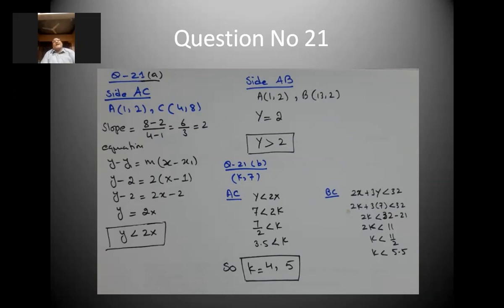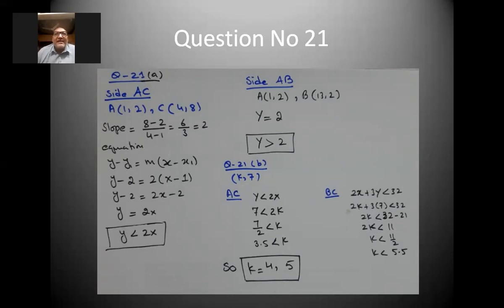Because in the diagram, the shaded area is below the AC line, I will write here the crocodile, and the crocodile's back will be towards y, because the shaded area is below the AC line. So the crocodile's back should be towards y in the equation of the AC line when I write the inequality. Hopefully you have understood how I decided on the side AC.